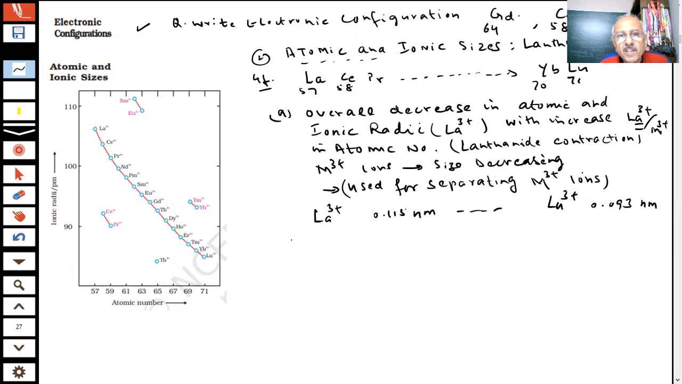Now the question is, what is the reason for this? How will you explain this, students? You have an answer, 30 seconds only. Important question for the paper. This has also been called the lanthanide contraction.